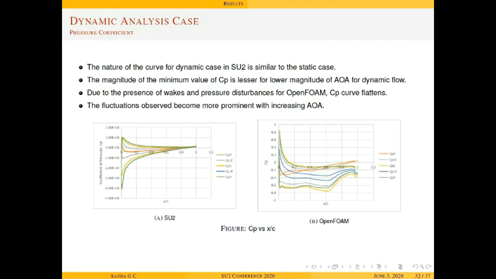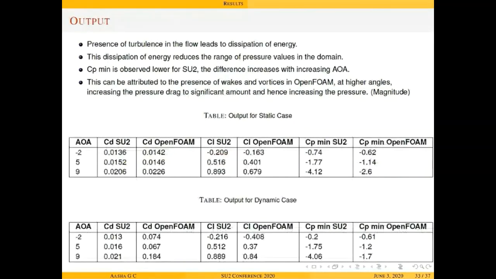We also observed that the value of the minimum CP in the entire flow domain is lower for SU2, that is, it is more negative for SU2. This can be explained in the following manner. The presence of turbulence in any given flow leads to a dissipation of energy. This dissipation of energy reduces the range of pressure values observed in the domain. The difference is seen to increase as the angle of attack increases. The following table shows the lift coefficient and the CP minimum values for both the softwares for angles -2, +5, and +9.